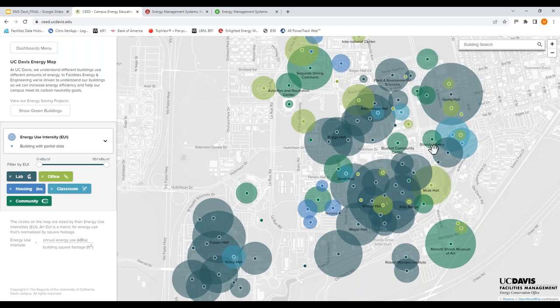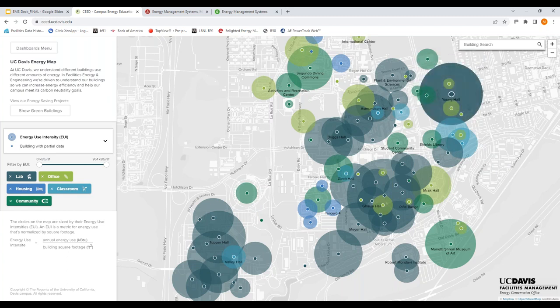Whereas if you went to this library down here, it's obviously a lot lower. But the other thing you also notice is that it's 64 versus the average for a building of this type at 110. So in this case, it's below the average. This might not be a building that I would focus on, at least not a high priority.